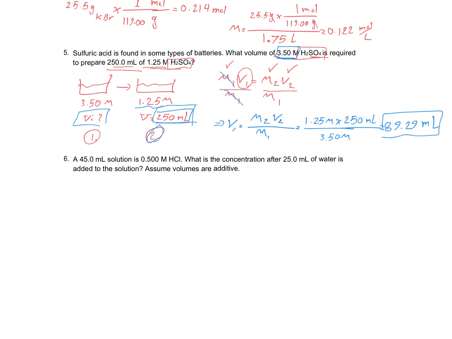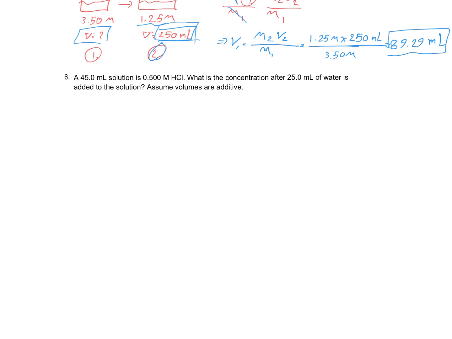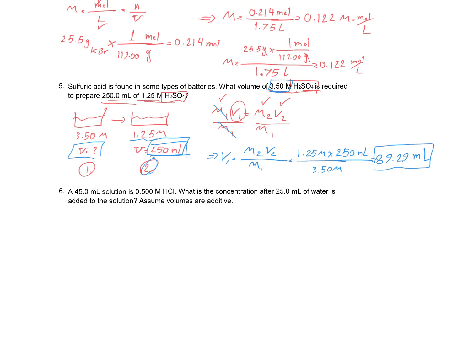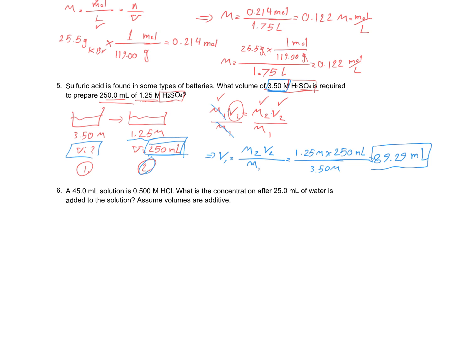Okay, the last question, I think it's the last one. Yes, the last question. A 45 milliliter solution is 0.5 molar HCl. What is the concentration after 25 milliliter of water is added to the solution? So you add water to something, you're diluting it, so it's a dilution question.